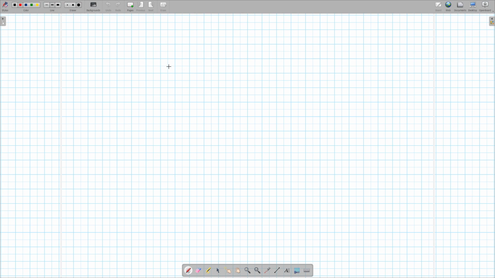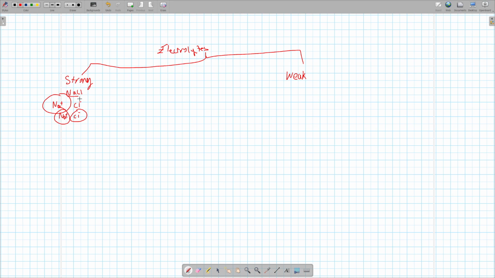Let me draw this for you. Electrolytes can be strong, or it can be weak, right? An example of a strong electrolyte is NaCl. When we say it's a strong electrolyte, that means it dissociates completely. You have these Na+ and Cl- ions.